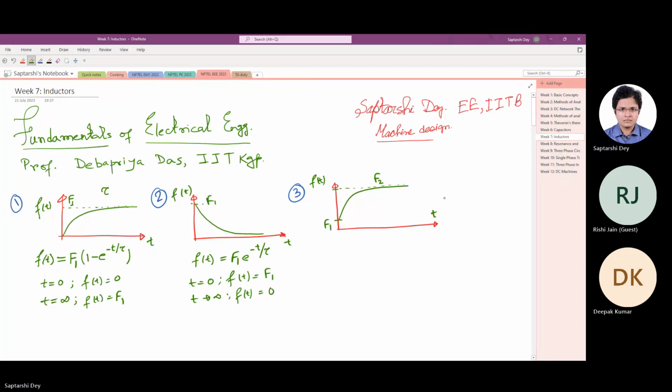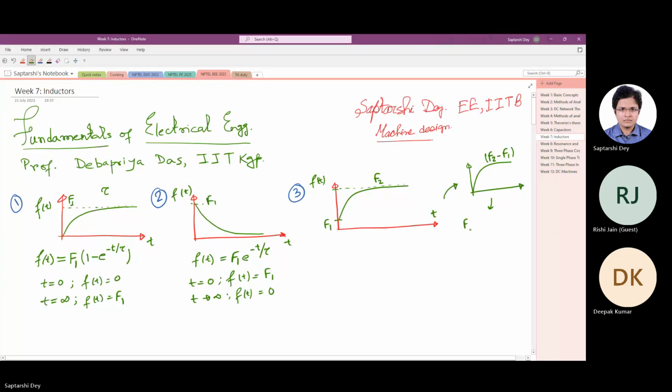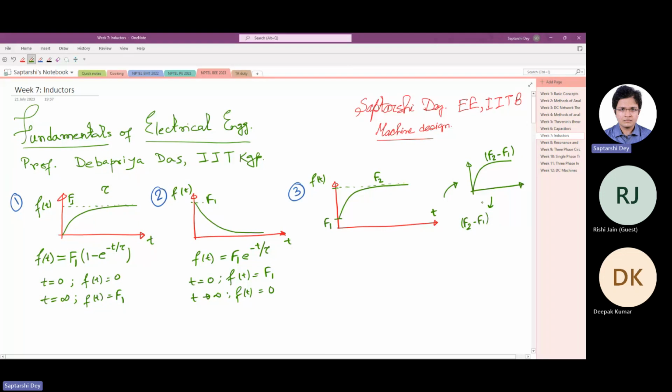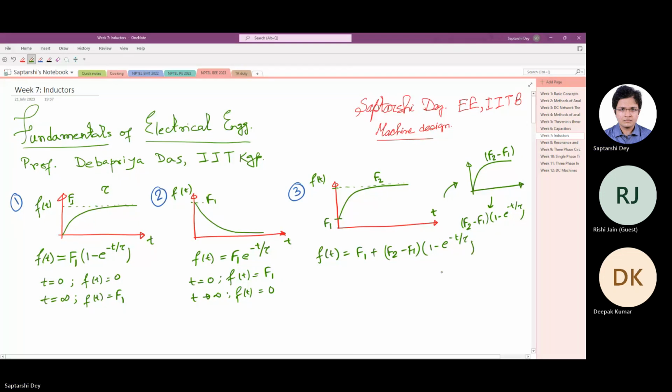So what we can do is remove the shift. If we remove the shift, it becomes like this. And what is the final value? The final value becomes f2 minus f1 because we have simply subtracted f1 from all the points. Now for this, we know the equation. From the first case, we can write it is (f2 minus f1) times (1 minus e to the power minus t by tau). Now once we know this, we can add the shift back. So if you add the shift now, it becomes f(t) equals f1 plus (f2 minus f1) times (1 minus e to the power minus t by tau). So this is the expression for this.